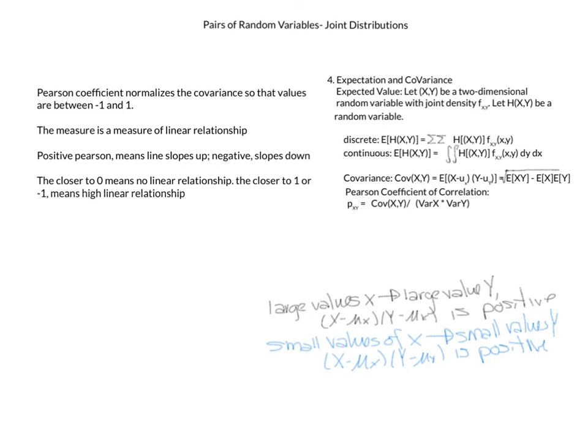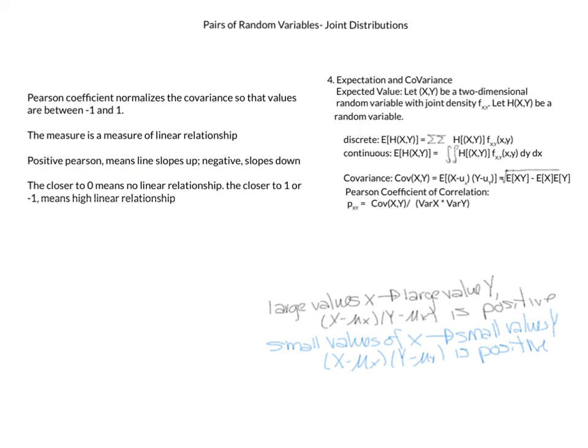Like the covariance, a positive coefficient means the line slopes up. In other words, larger x are associated with larger y, and smaller x are associated with smaller y. If the Pearson coefficient is negative, that means the line slopes down. So larger values of x are associated with smaller values of y. Again, it's the same thing as covariance. The values range between -1 and 1. The closer to 0 means there's no linear relationship, and the closer to 1 or -1 means a high linear relationship.